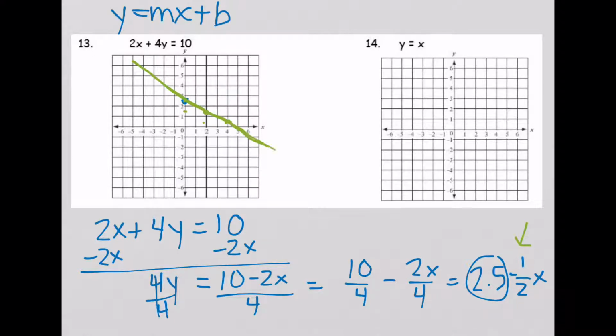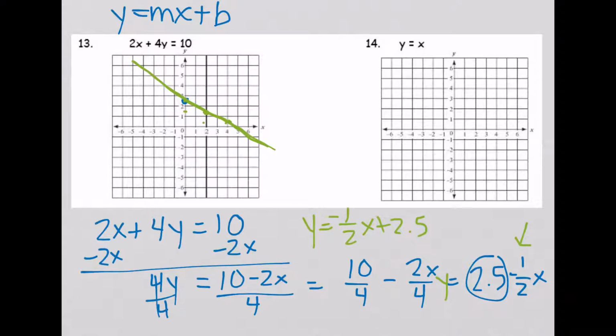Imagine that's perfectly straight. And this is my actual equation, y equals 2.5 minus 1/2 x. Or you could have written it y equals negative 1/2 x plus 2.5, if you'd rather.